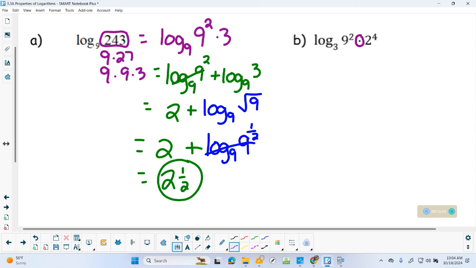Now, they tried to help you a little bit on B because they already have the product. They already kind of figured out the numbers for you. So I'm going to go right to my expansion. Product goes to addition. So this is going to be log base 3 of 9 squared plus. So that's no big deal. It's no big deal. Now, here's the spicy part on this one.